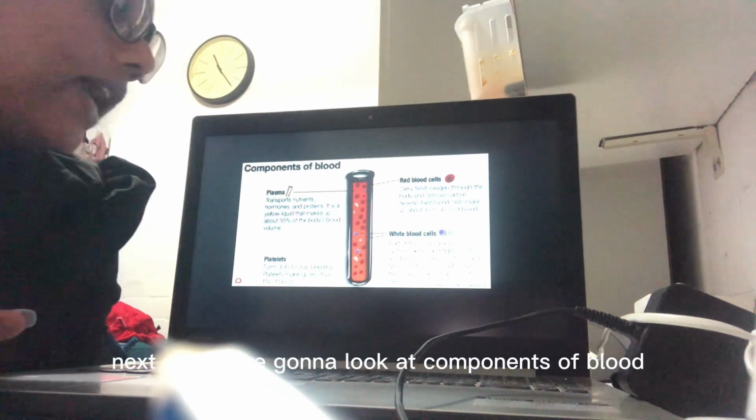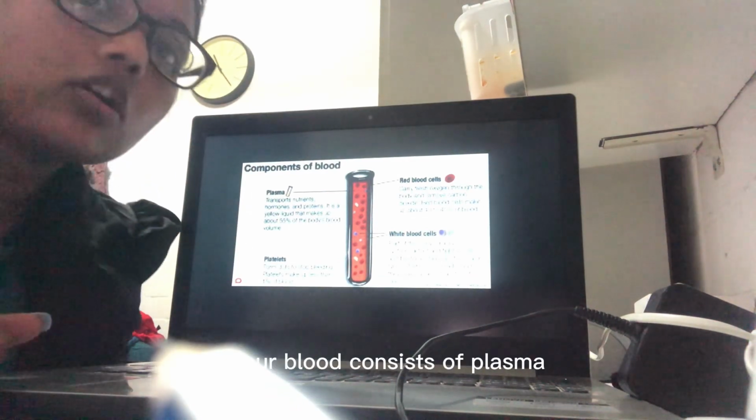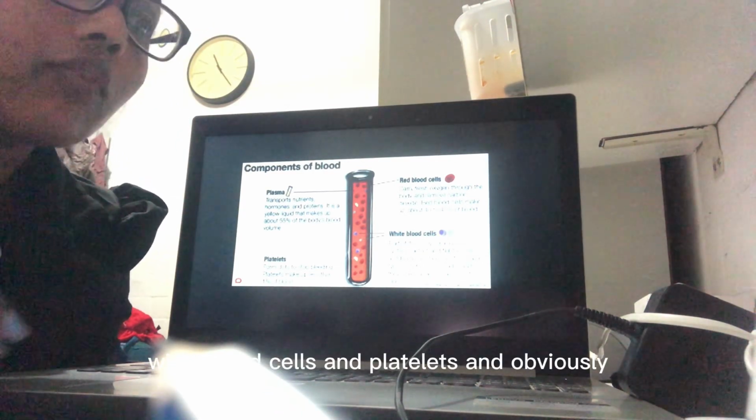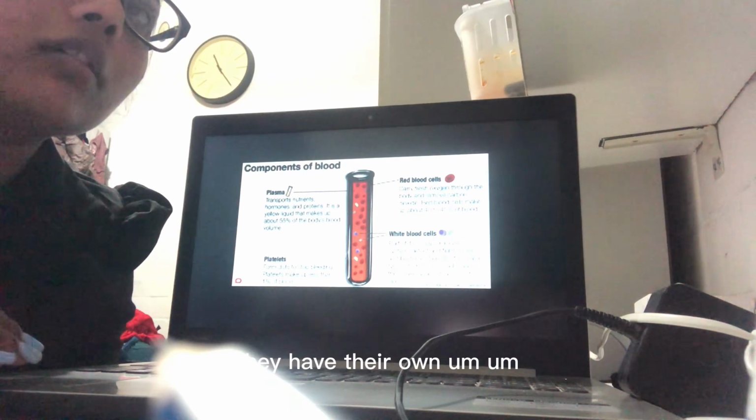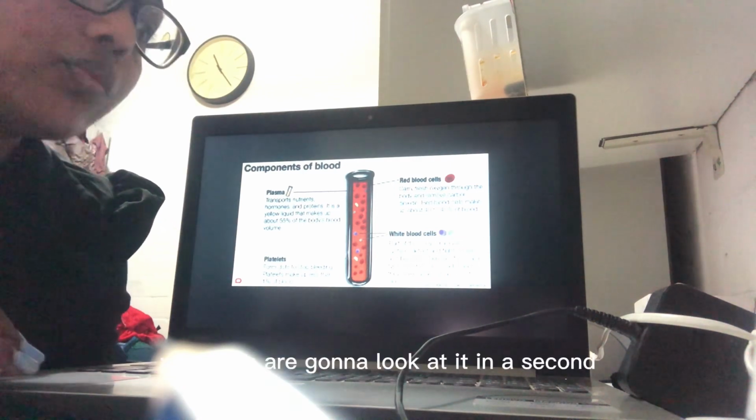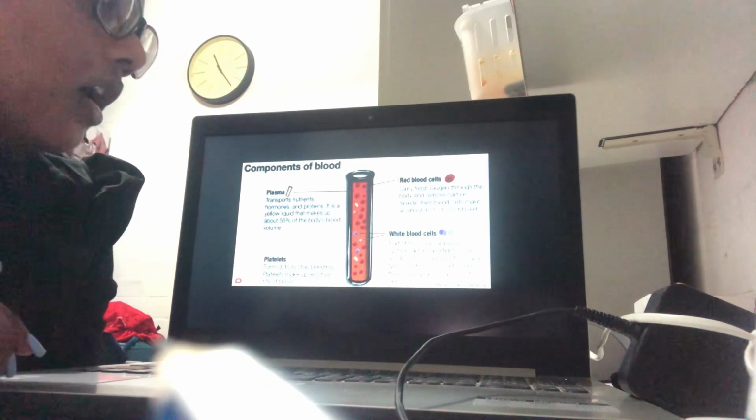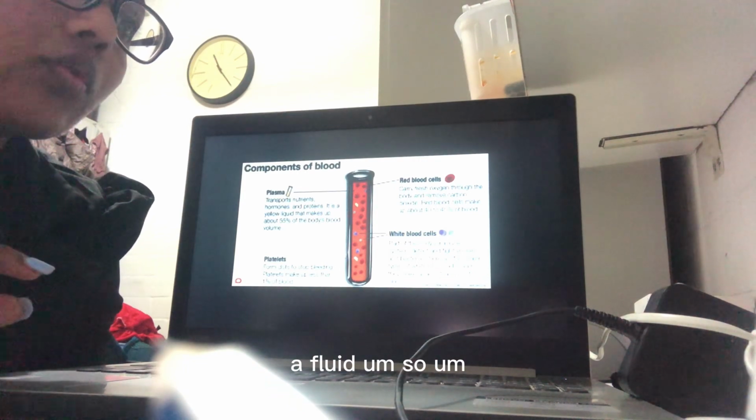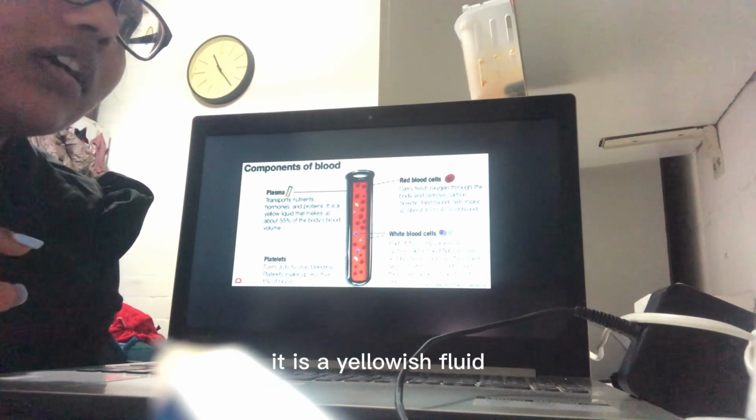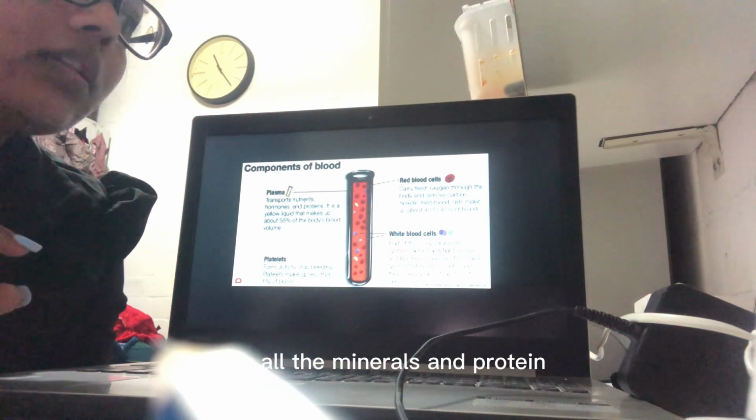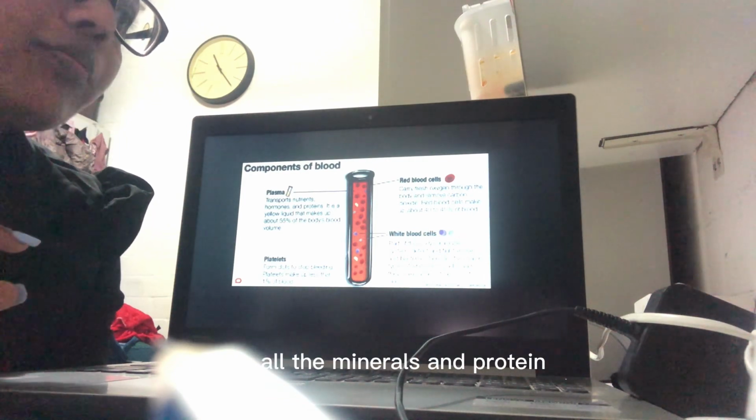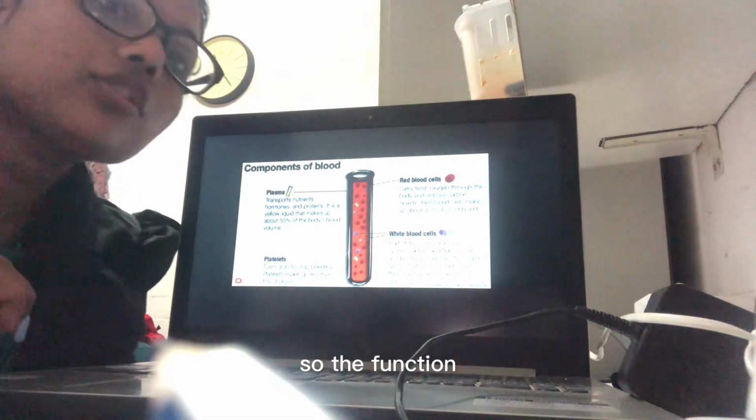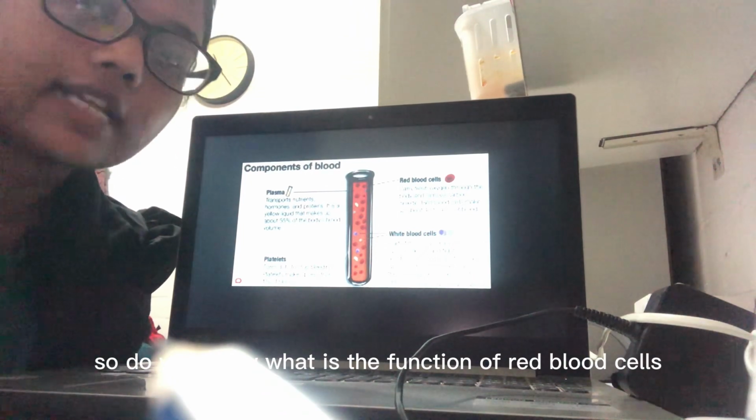Next up, we are going to look at the components of blood. Our blood consists of plasma, red blood cells, white blood cells, and platelets, and obviously they have their own functions as well, which we are going to look at in a second. Plasma is basically a fluid. It is a yellowish fluid with minerals and protein. And then there are our red blood cells as well. Do you know what is the function of red blood cells?